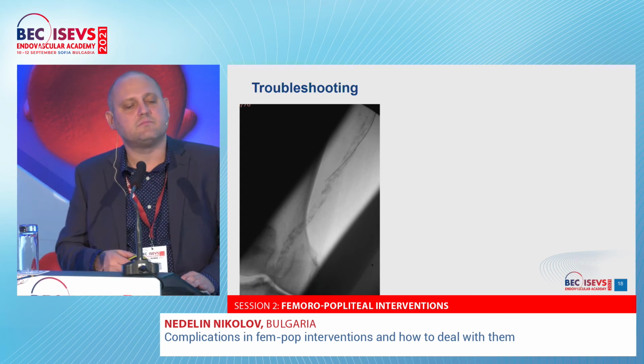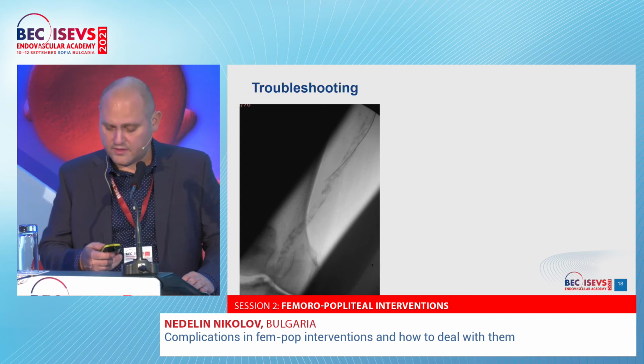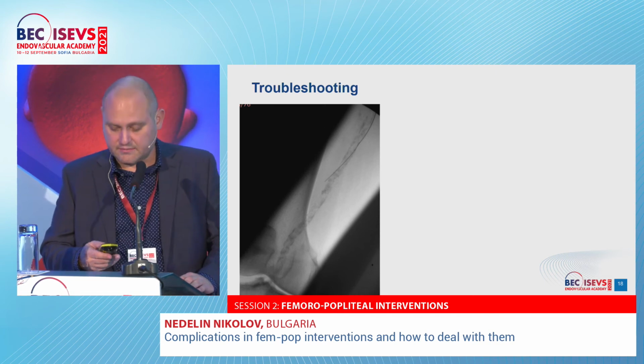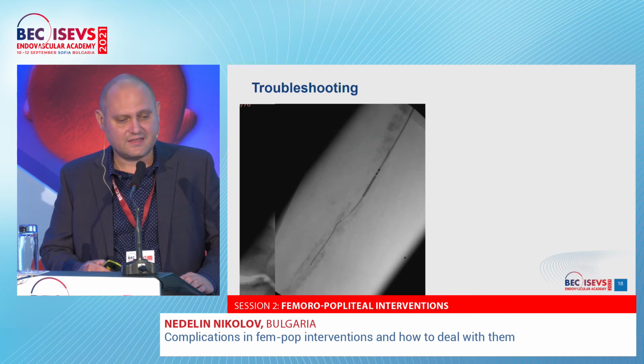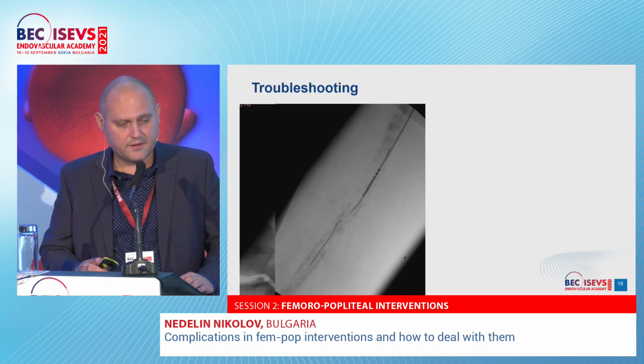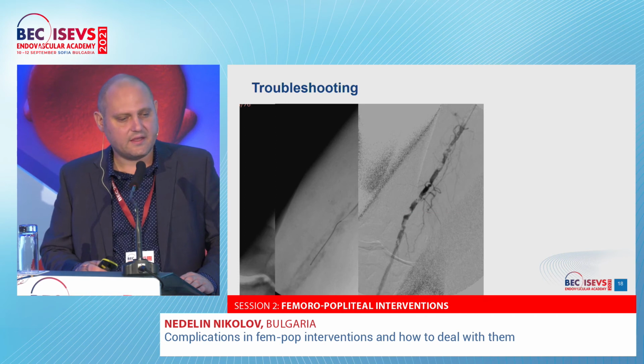As you can see, it was impossible to re-enter the true lumen. So I'm a little bit of a Scrooge, but sometimes it's wise to use a re-entry device. This is the Goback catheter. With this catheter, you can easily re-enter the true lumen. As you can see here, this is a Command wire. We re-enter, but look at that popliteal artery.